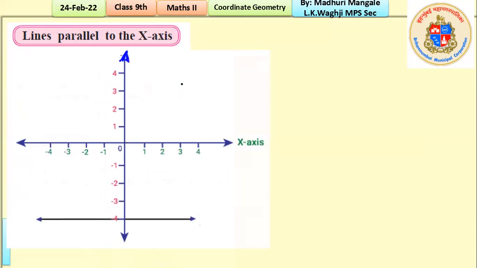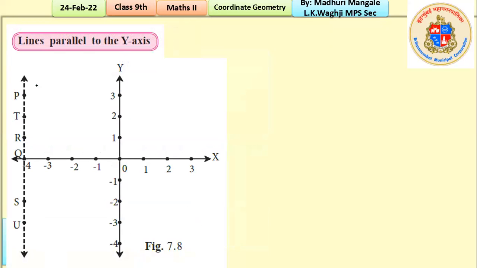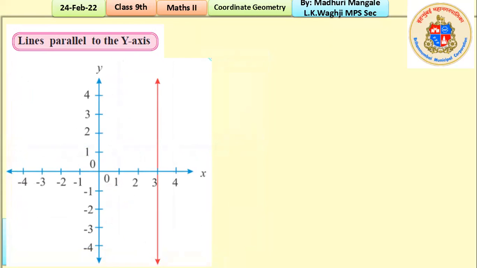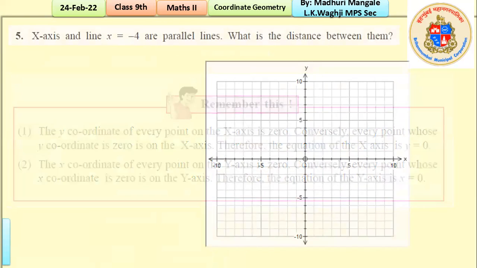Okay, let's look at this one. The black line is passing through y equals negative 4. So the equation is y equals negative 4. Okay, let's look at another example. Here it's passing through x equals negative 4. So the equation is x equals negative 4. And in this case, it's passing through x equals 3. So the equation is x equals 3. Those were a few examples.